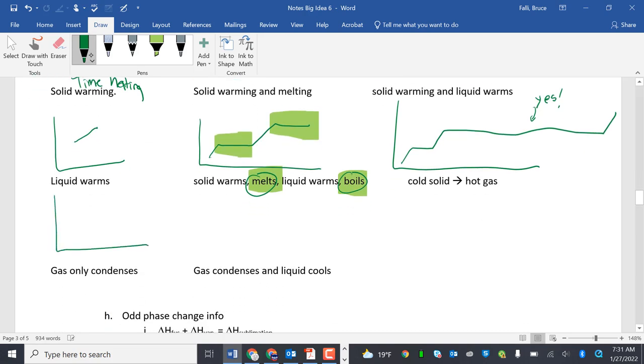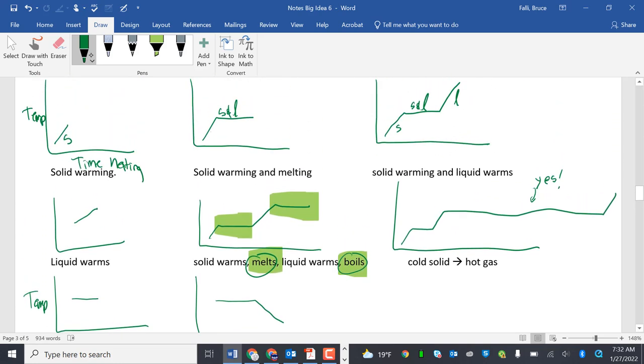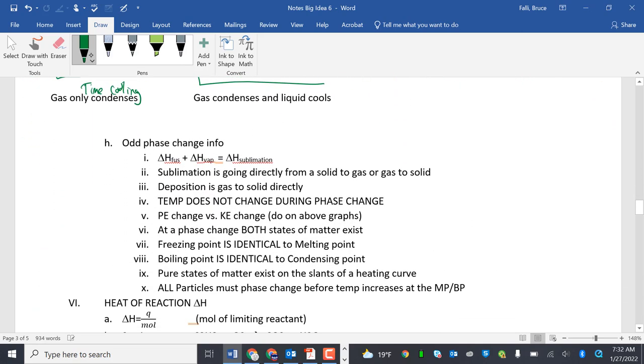Gas only condenses. So here is temperature. So this is time of cooling. And if it's just condensing, it's just a straight line. Gas condenses and liquid cools. You get the idea how it changes. All right, so from this guy, you should be able to derive everything else. Solid, solid and liquid. Liquid, liquid and gas. Gas.